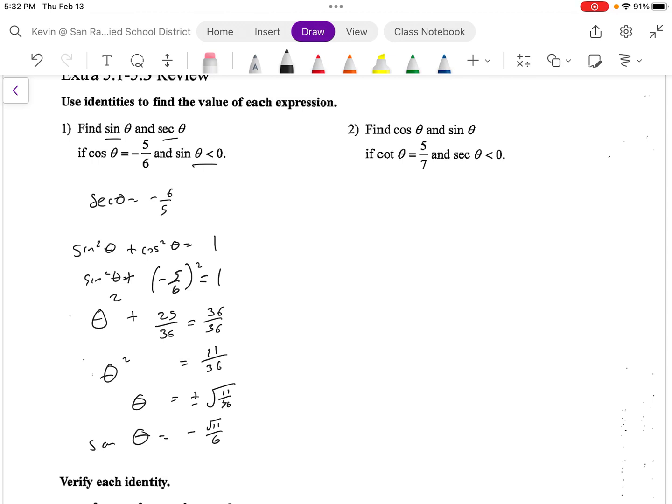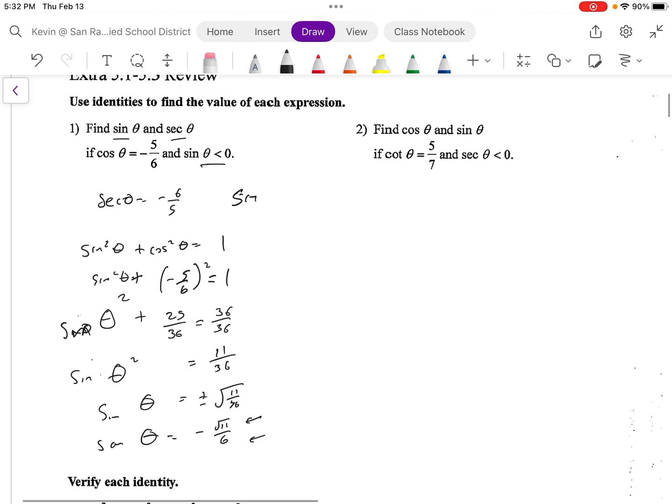And since it's the sine, we know that's the opposite side, and we know this is the hypotenuse. So sine theta would be opposite over hypotenuse, which is negative root 11 over 6. This is it. I didn't draw a triangle. If you drew a triangle to do it, that's fine, but you can also do it using Pythagorean.